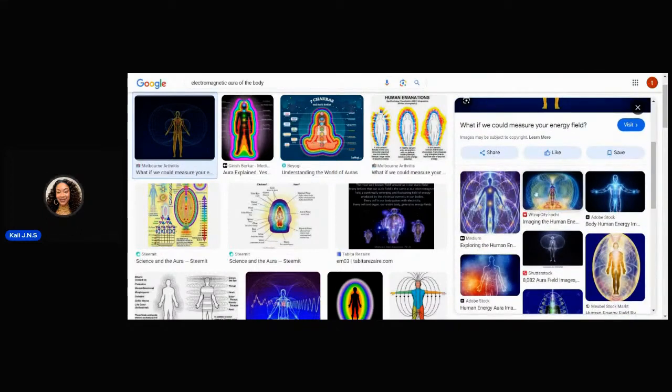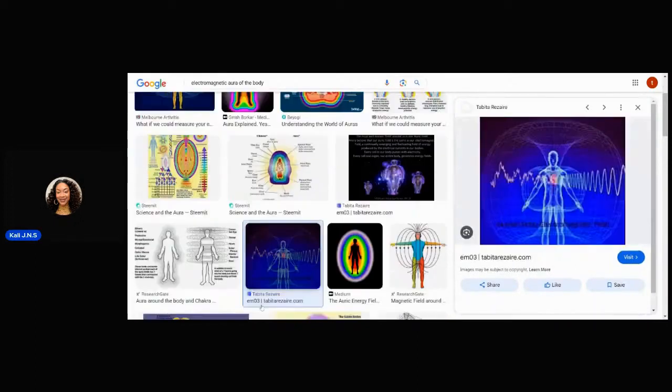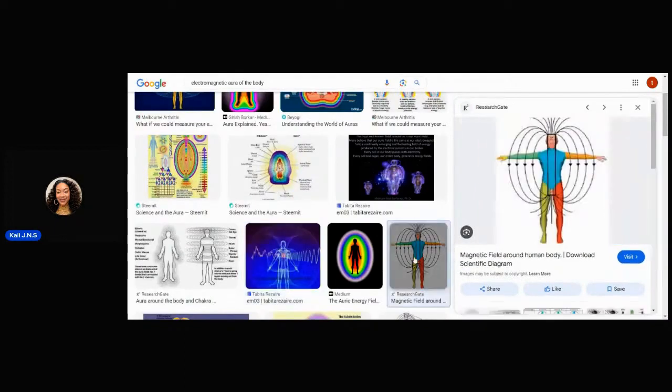All of this is high-level science. The Egyptians knew about this. That's how they built their pyramids. That's how they designed all of it. They knew about the health and the electromagnetic energy around the body. Okay, and so this is how it looks.